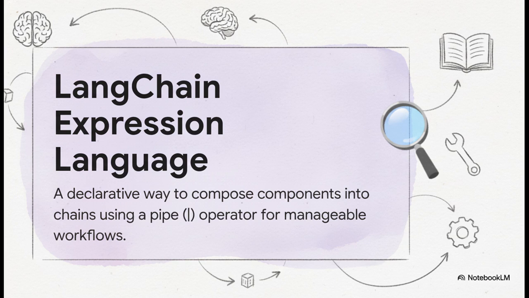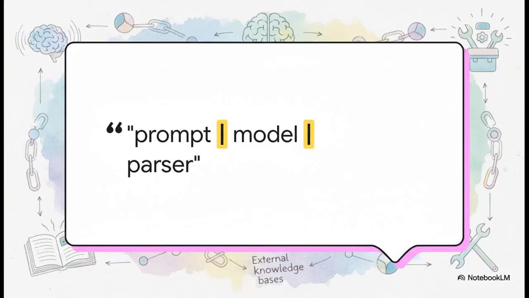LCEL gives you a declarative way to build your chains. What that means is you just define what you want the pipeline to do, not every little step of how to do it. You simply use the pipe operator, that vertical bar symbol, to chain your components together. The result is a workflow that's super readable and easy to manage. This simple syntax is way more powerful than it looks.